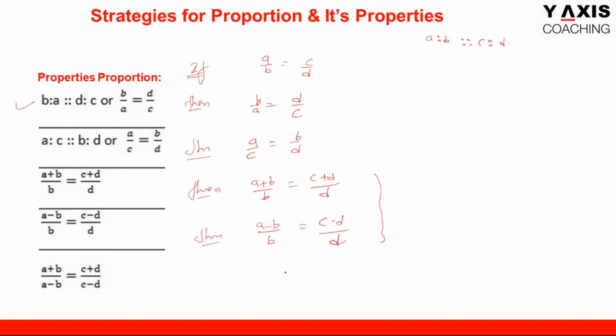If you club these two, then by clubbing them we can say A plus B divided by A minus B is equal to C plus D divided by C minus D. And this is called componendo and dividendo. This is a very famous property. The basic use of this is to simplify the given expressions. That is the main use of this.